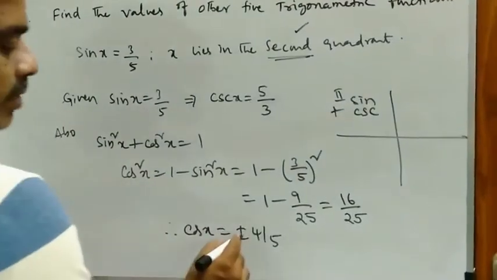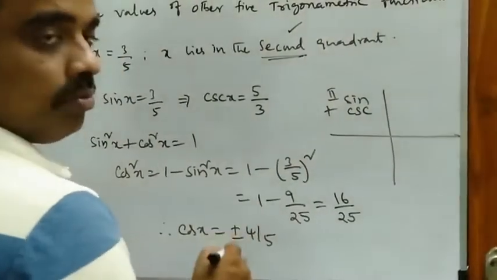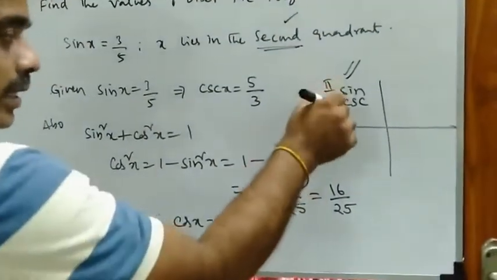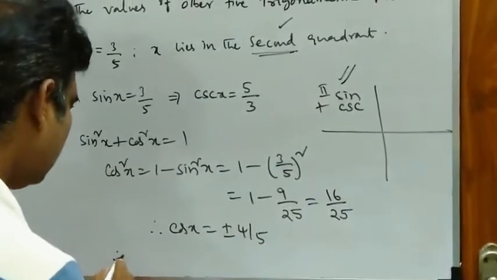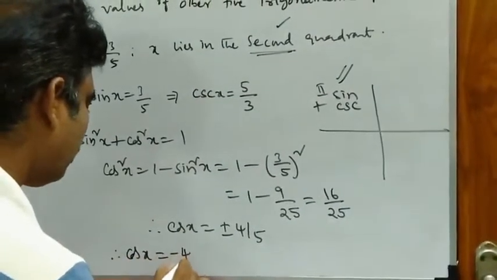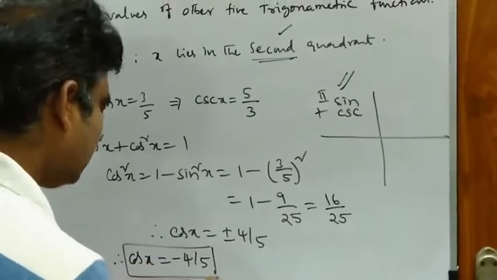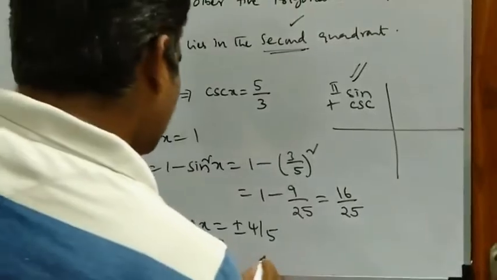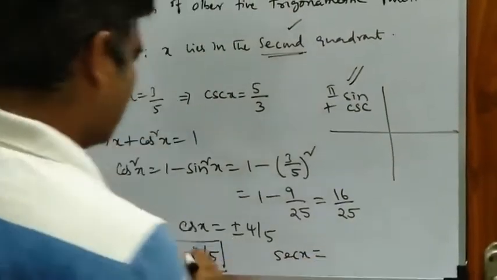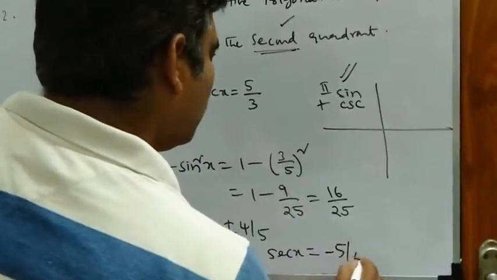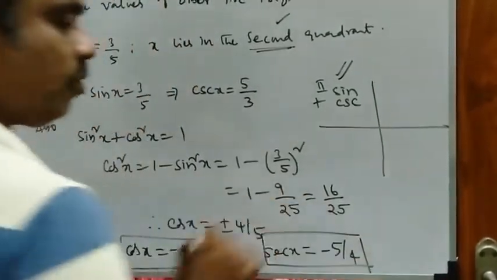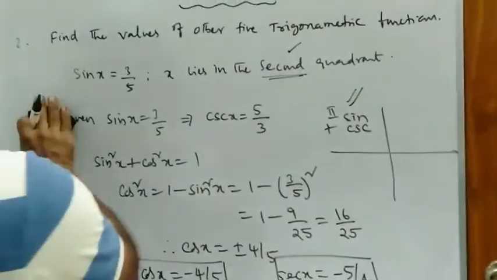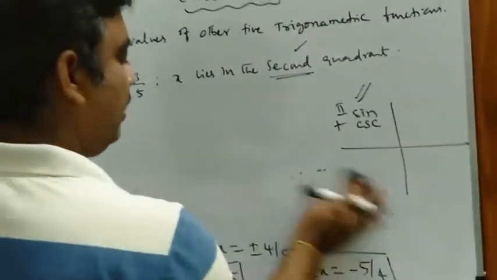So whether to take the positive value or negative value is based on the quadrant. Since it is lying in the second quadrant, cos x and secant x are negative here. Therefore cos x is equal to minus 4 by 5, because in the second quadrant cos is a negative value. Also secant x, the reciprocal of cos x, is minus 5 by 4, which is also a negative quantity. Then find tan x and cot x similarly.